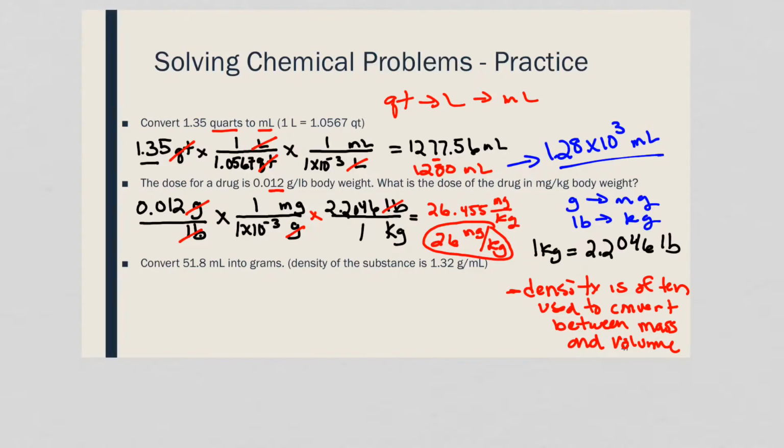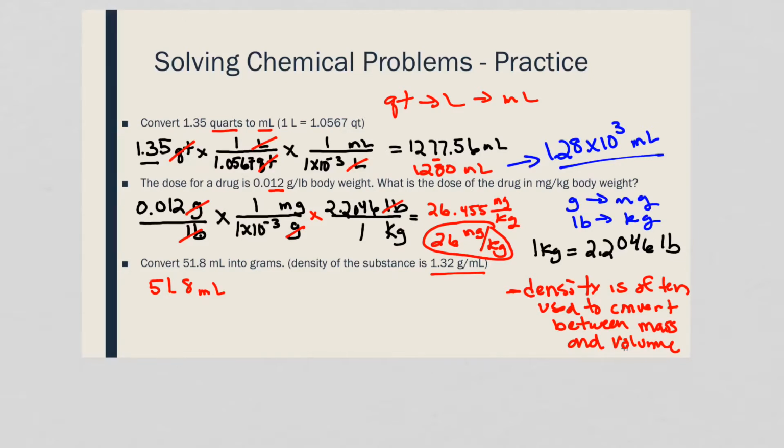So let's look at our problem here. Our problem says I have 51.8 milliliters, and I want to get it into grams. Anytime you see this, it's a little different because we're not converting within the same type of unit. Here we were converting volume to volume and mass to mass, right? But here we're going volume to mass. It's this very specific kind of conversion, and density is what we use to do that.